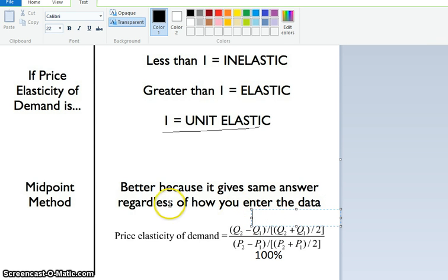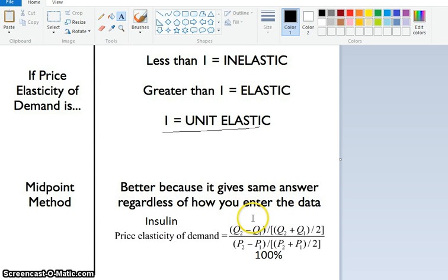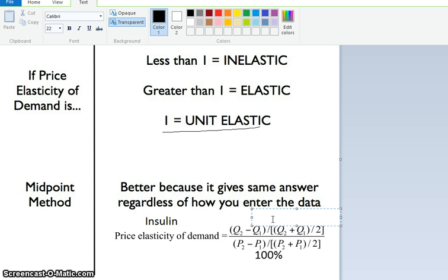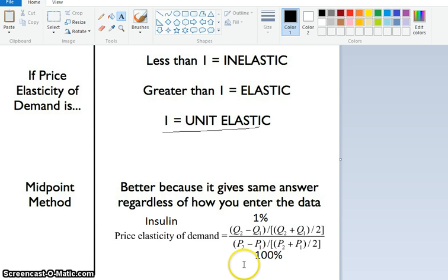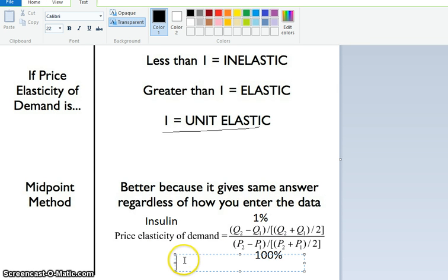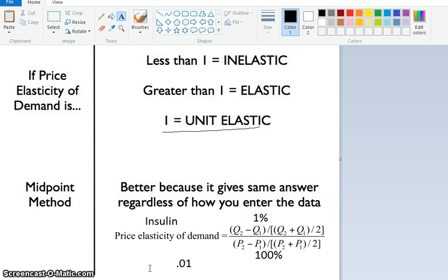If the price of insulin goes up 100%, the quantity demanded changes like 1%, probably even less than that. But if you have 1 over 100, the answer comes out as 0.01. And that is less than 1. It's inelastic. So if you can just think about how the formula actually works, it makes your life a lot easier. Sometimes they just tell you the price changed 100%, the quantity demanded changed 1%, and you have to figure out whether it is elastic, inelastic, unit elastic, or whatever.